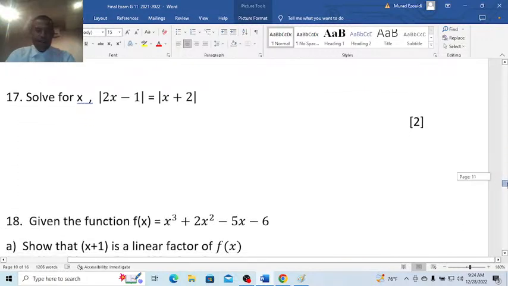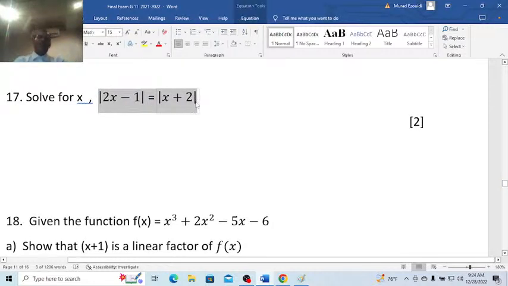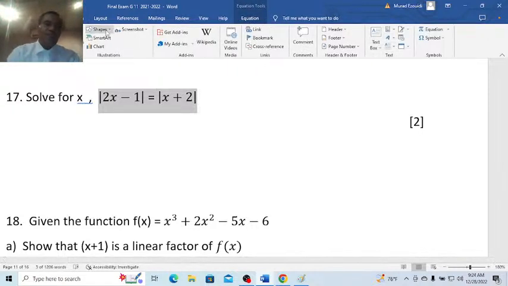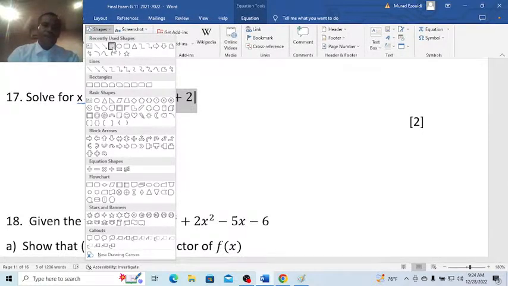Now we move to the next part. Solve for x. The absolute value of 2x minus 1 equal the absolute value of x plus 1, of course. Now learners, it's easy for you. Just use that.